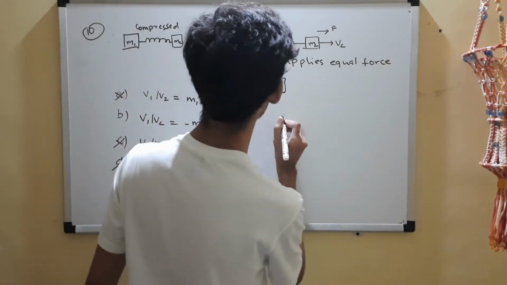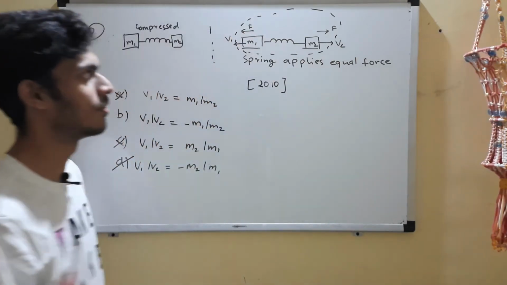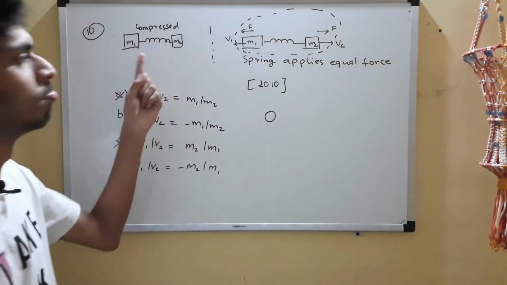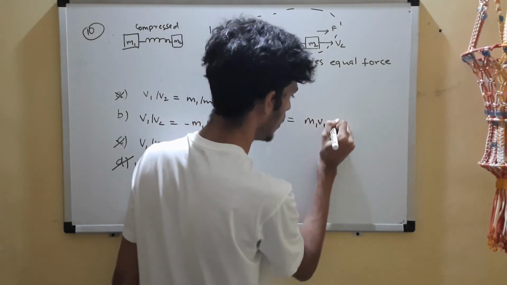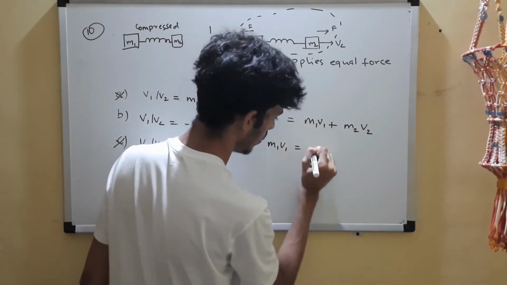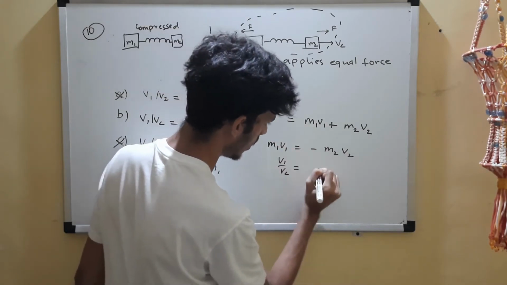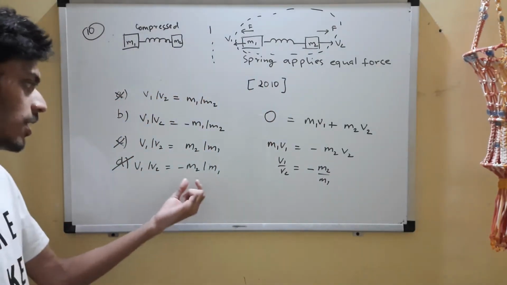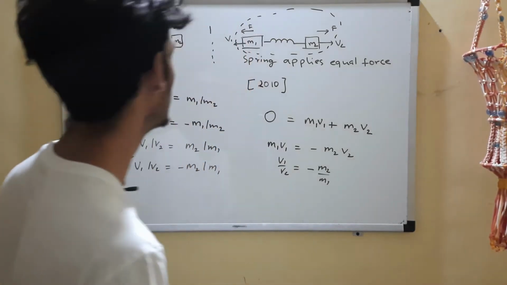Okay, let's do it for those who didn't get it. Taking this as the system, you can see that there is no external force, so momentum will be conserved. So initial momentum 0, none of them in motion, will be equal to final momentum, which is m1 v1 plus m2 v2. Taking this to the other side, v1 by v2 will be nothing but m2 by m1 with a negative sign. Such a simple question. Let's go to the next question now.